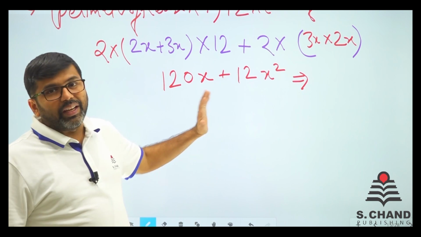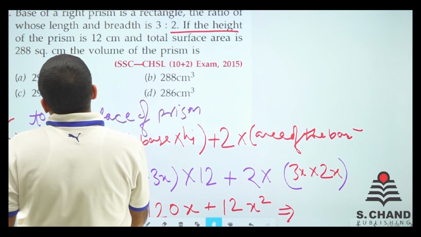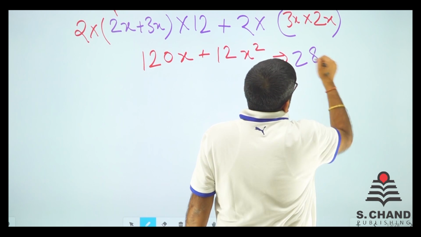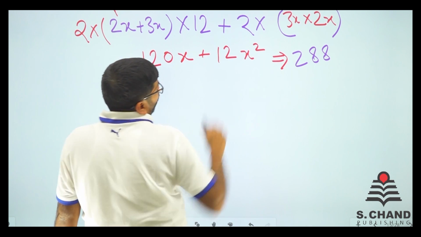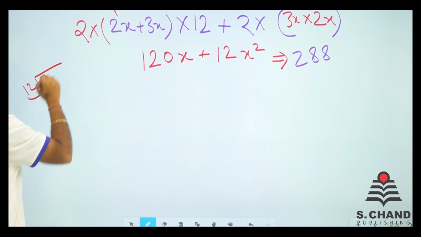And this surface area is given in the question as 288. So it will be 288. Simplify it: this 288, let's divide it by 12.